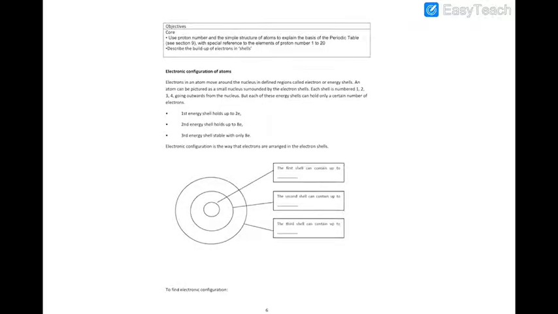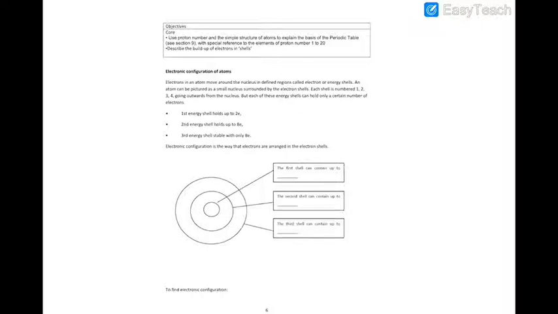Hi everyone, so for today we'll be looking at electronic configuration. We'll be looking at how the electrons are arranged around the atom. In the previous lesson we've learned how we can find the number of protons, number of electrons and number of neutrons in an atom. So today we'll see how the electrons arrange themselves.